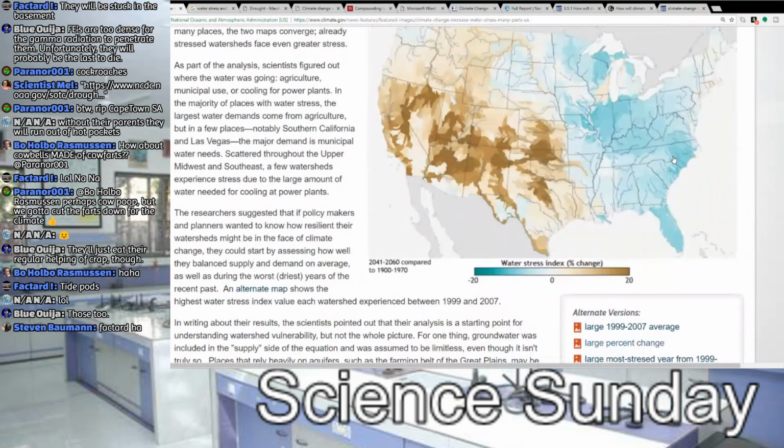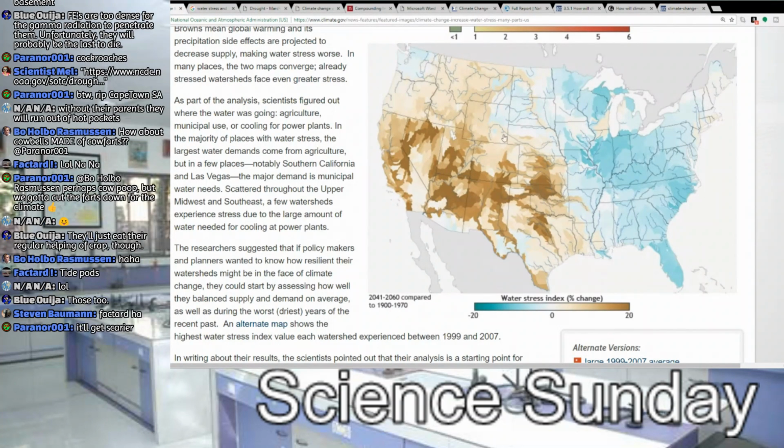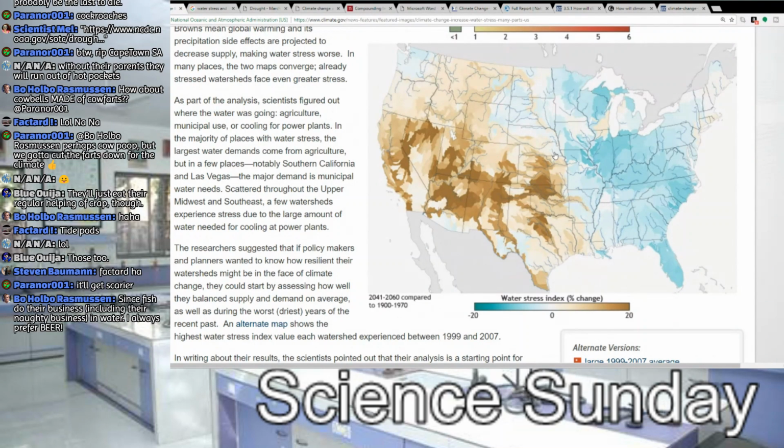So I'm going to zoom in this way. Current projections on modeling show that we're likely to have a water stress index that goes up with percent change compared to 1900 to 1970. And so our western areas, we're looking at a 20% change to where we're going to have considerably less water. Now we look over here on the eastern areas, we're looking at potential flooding issues.